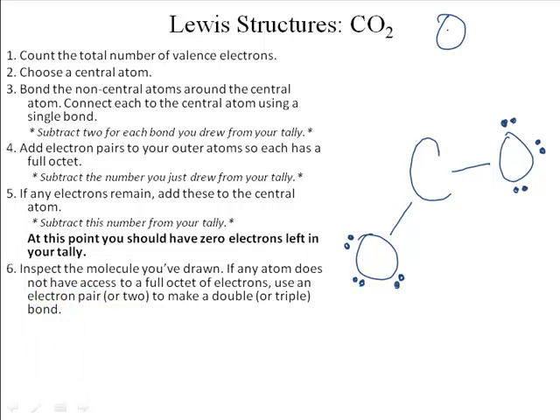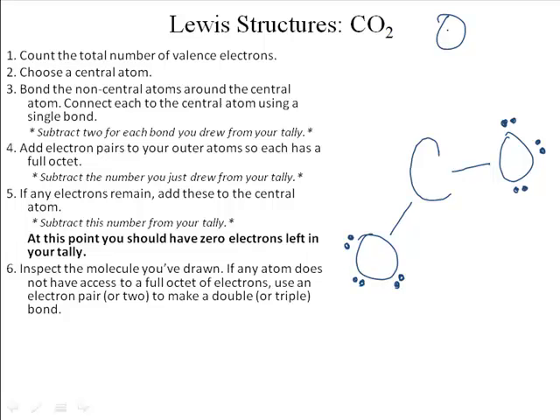At this point, I'm at step 5. If any electrons remain in my tally, add these to the central atom. No, my tally's down to 0, so I don't have to add anything to the central atom. I now have 0 electrons in my tally, and I can move on to step 6.